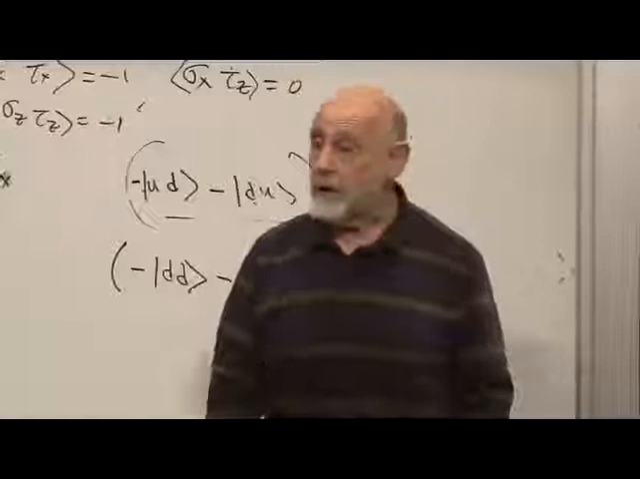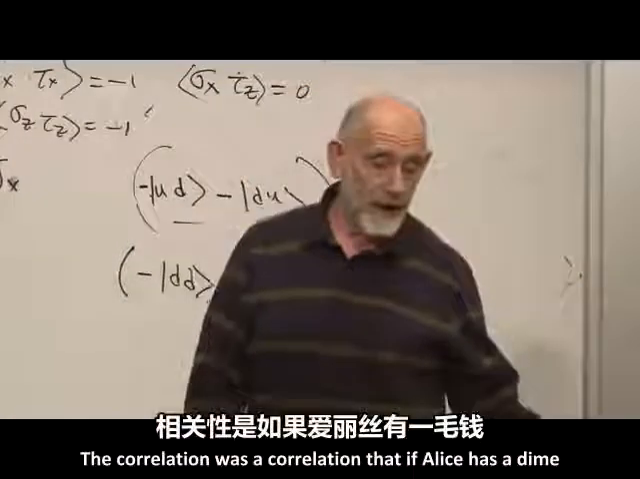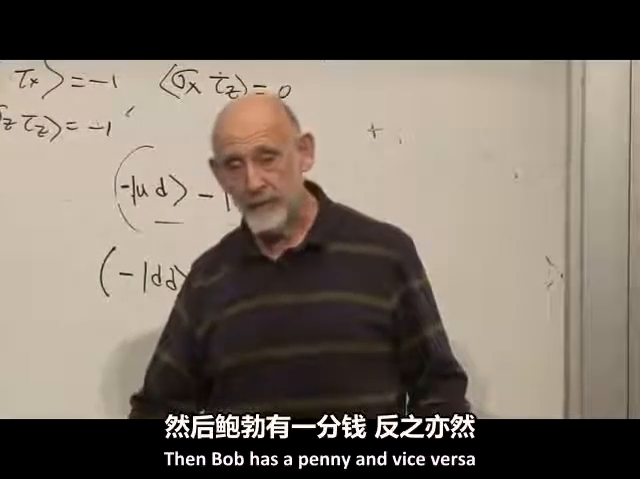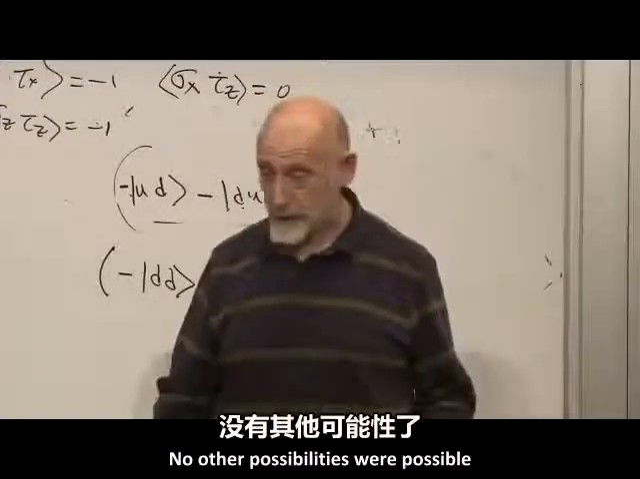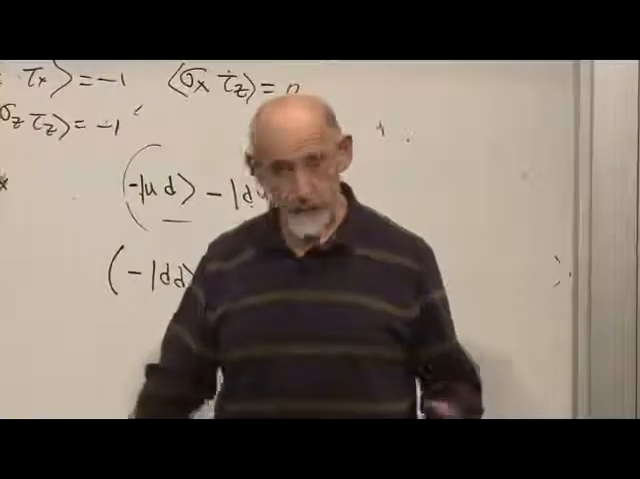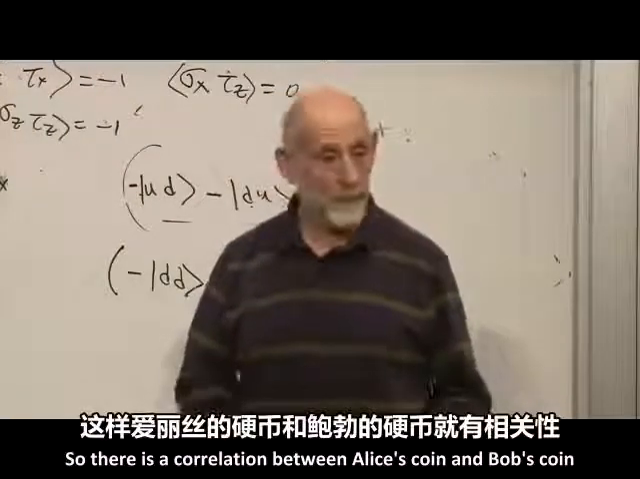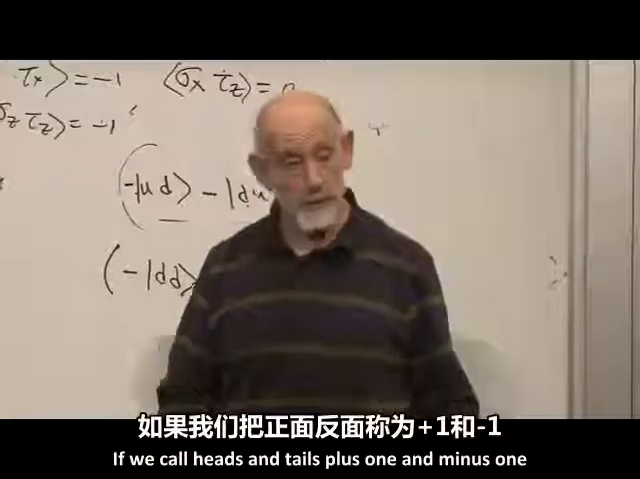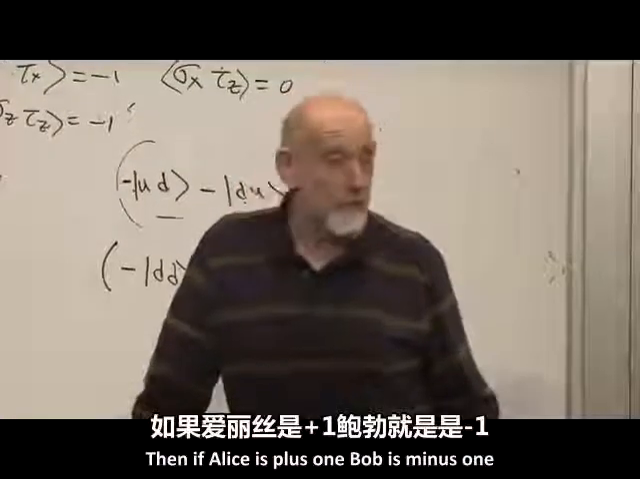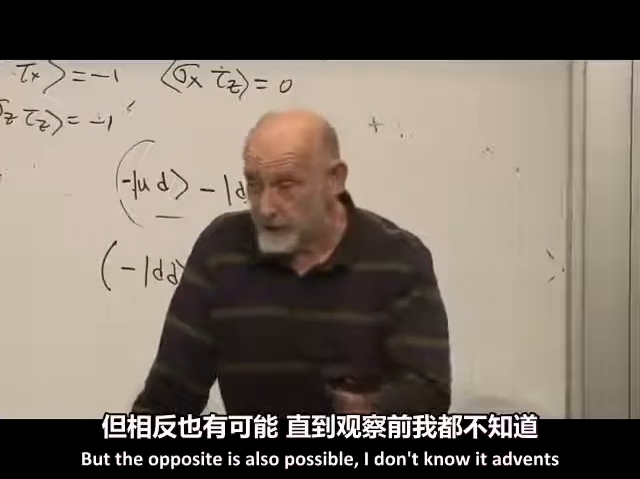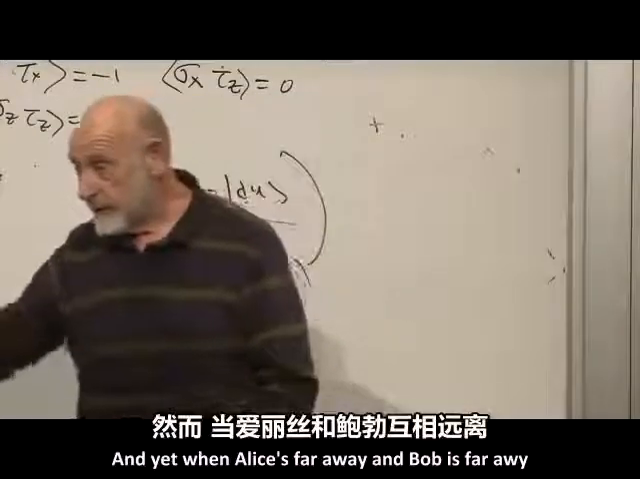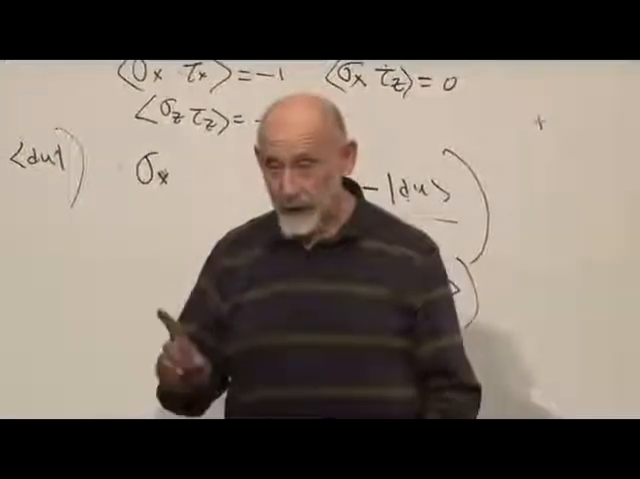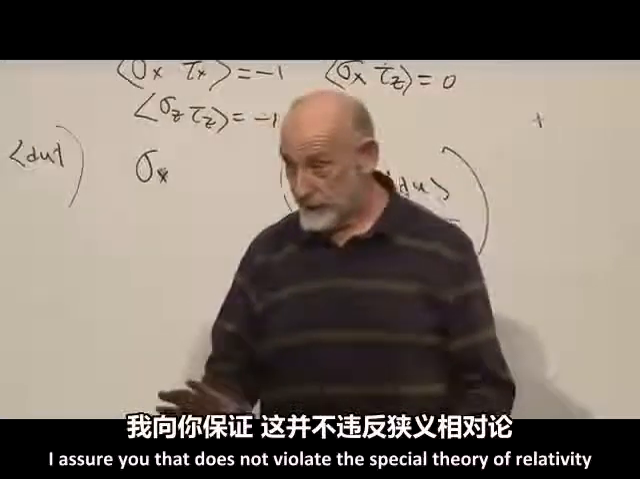What was the correlation? The correlation was that if Alice has a dime, then Bob has a penny, and vice versa. No other possibilities were possible. So it was a correlation between Alice's coin and Bob's coin, and it was an anti-correlation. If we called heads and tails plus one and minus one, then if Alice's was plus one, Bob is minus one, but the opposite is also possible. They don't know in advance. And yet, when Alice is far away and Bob is far away, Alice looks at a coin and she instantly knows what Bob's is. I assure you that does not violate the special theory of relativity.